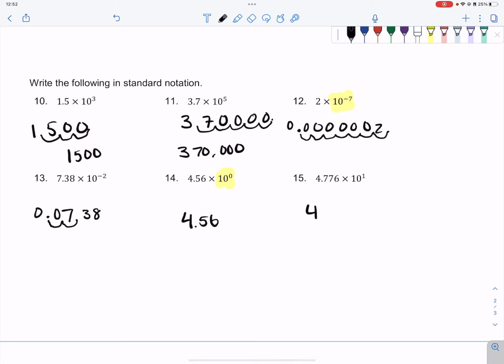And then lastly, we have 4.776 times 10 to the first power. 10 to the first power is just 10, so we're just taking this number and multiplying it by 10, meaning we're moving the decimal place over 1 spot to give us 47.76.